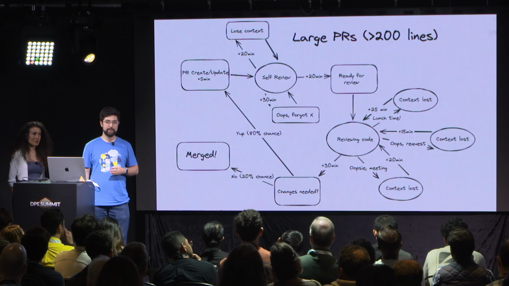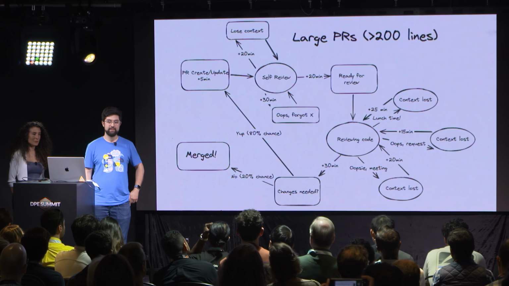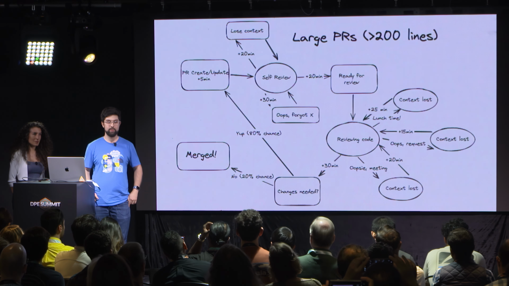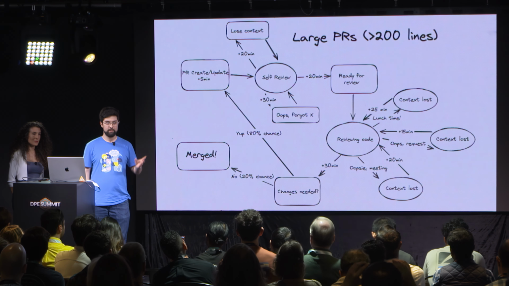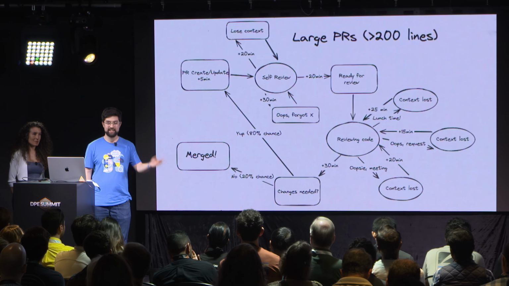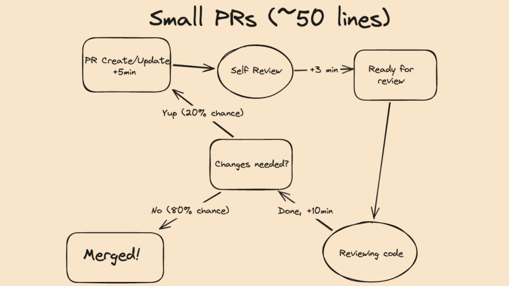And moreover, it's much more likely that you're going to encounter an issue where the pull request gets rejected, or changes are requested and has to go through the cycle all over again. Small pull requests, ignore the line count here. This is just a general example, but they're way more straightforward.